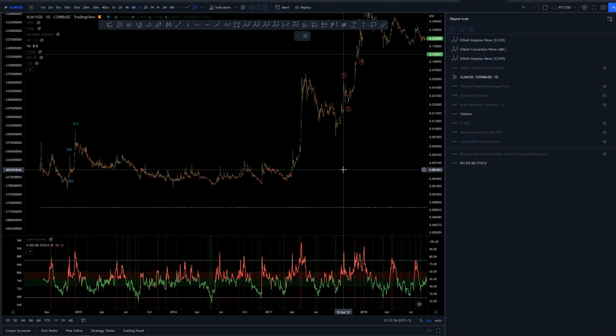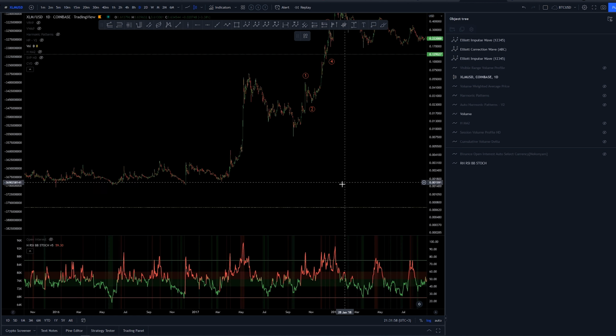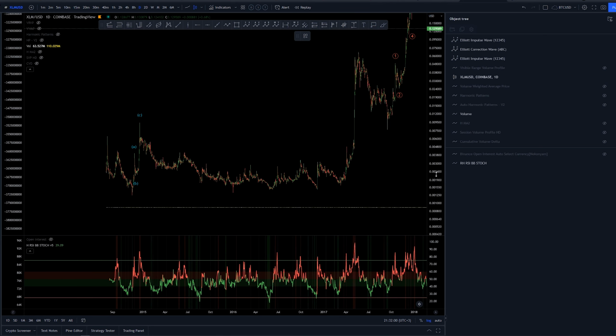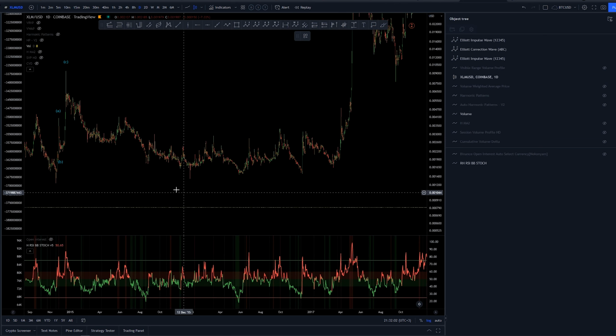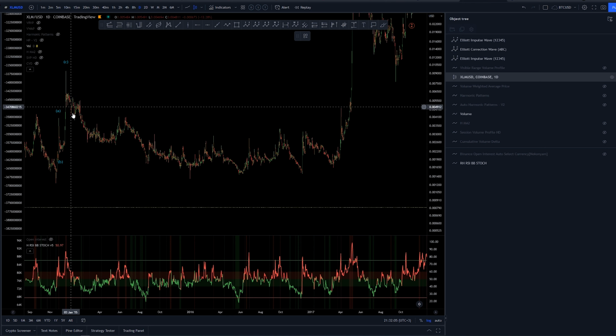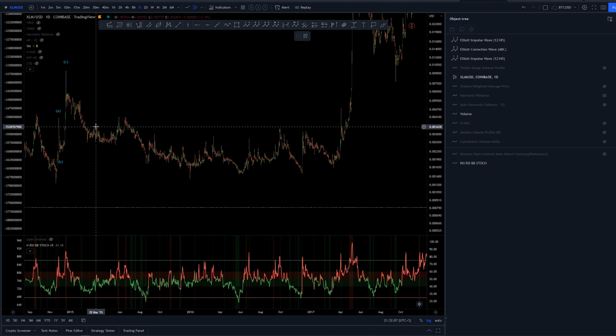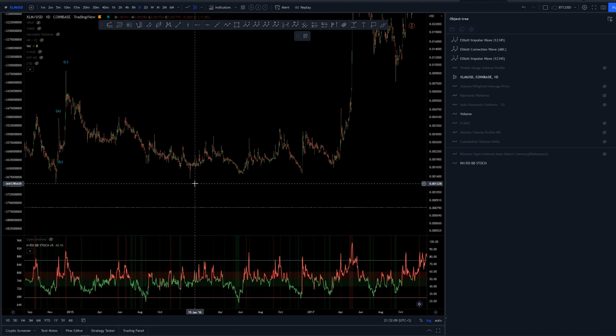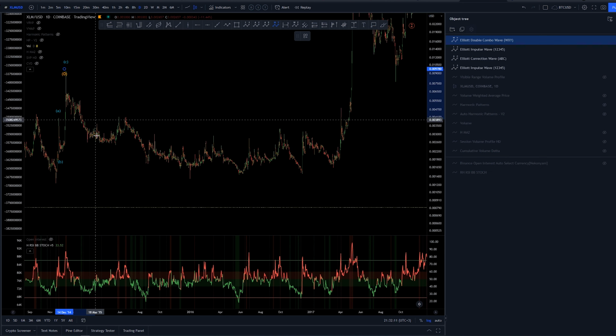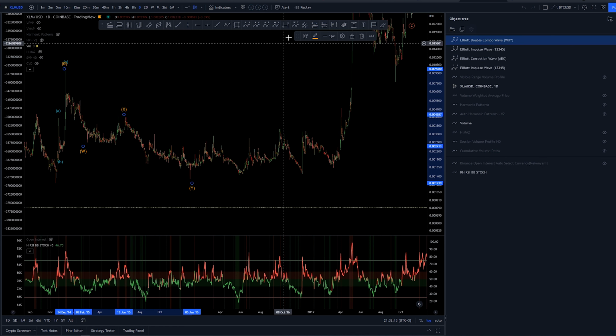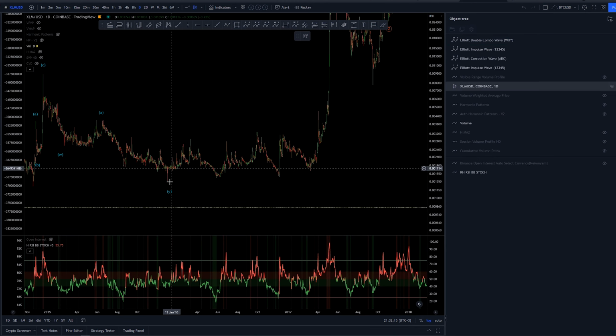Now, where does this start? It can't go from here, I don't think. Let's take a look at these lows here. What do we have here? This looks like a three-way structure. Could be another three-way, another three-way. So this could be a WXY here, whatever degree this is.